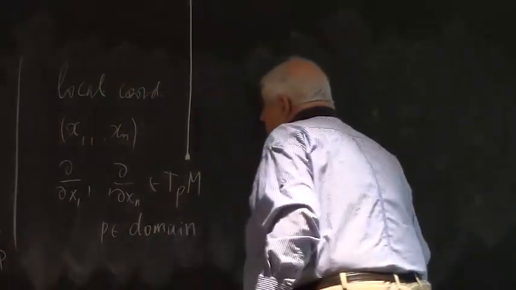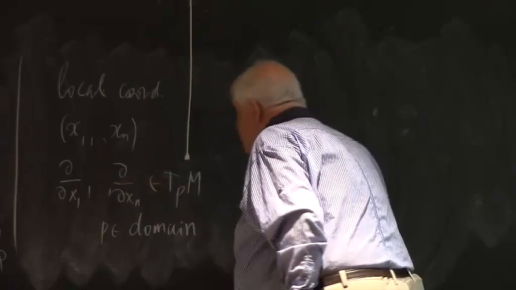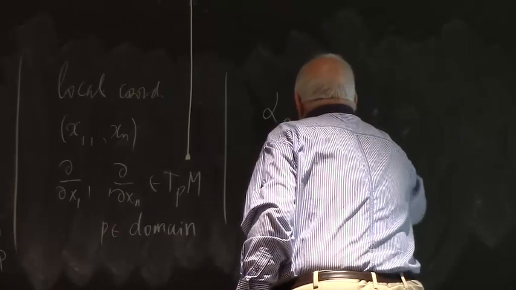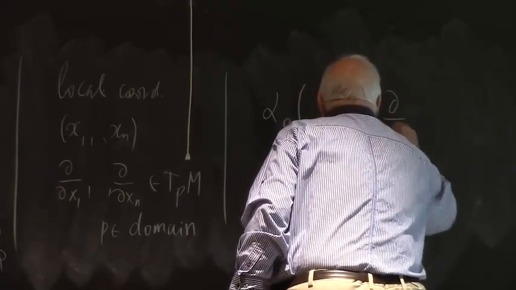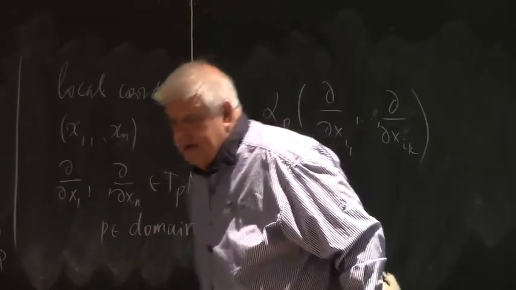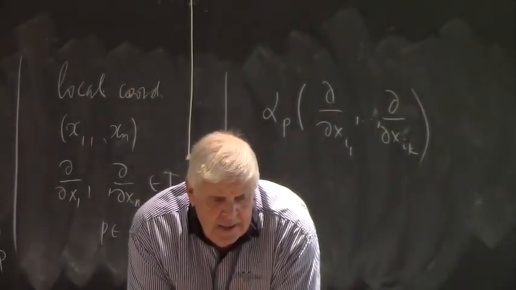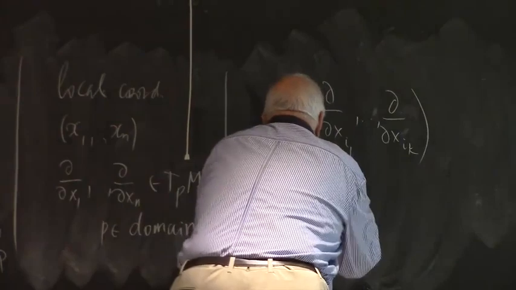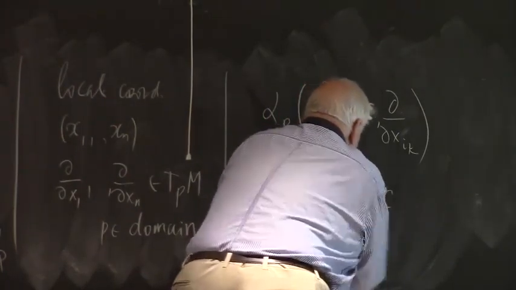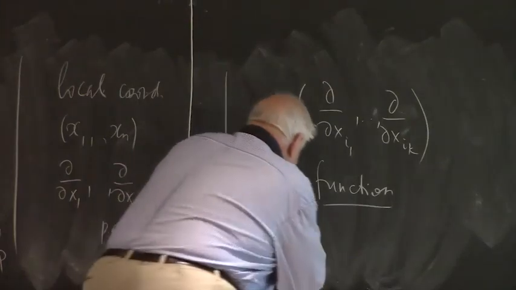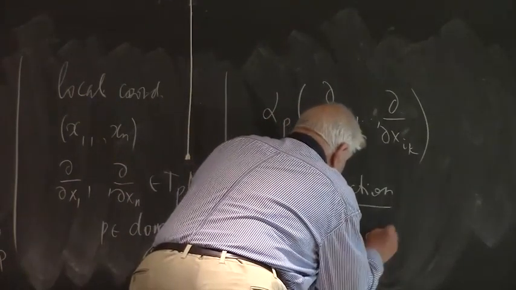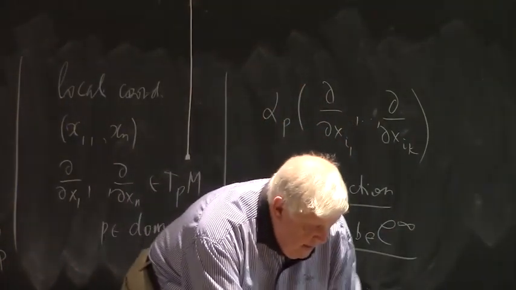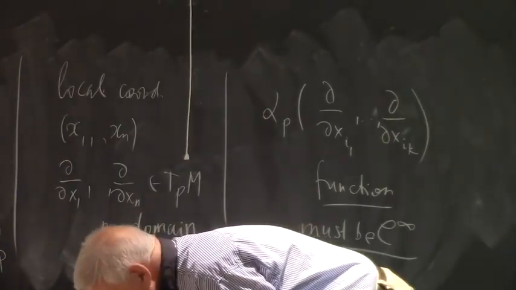Plug what? We can plug n vectors into k form, so we can take alpha p of d over dxi1, d over dxik as usual. I1, ik are numbers between 1 and n. And this is a number for every p, right? This is a function in the domain of local coordinates. And it must be C infinity.